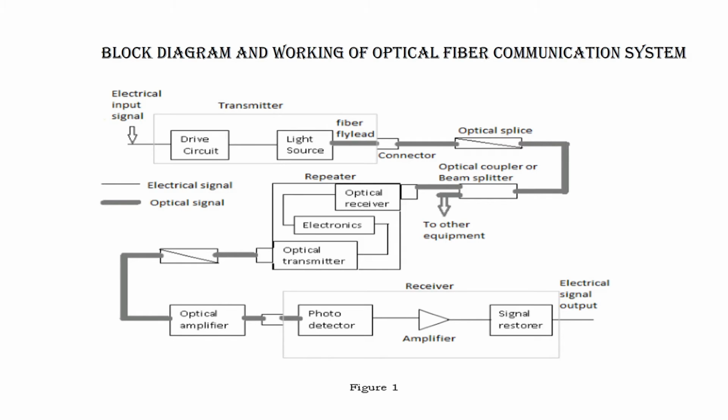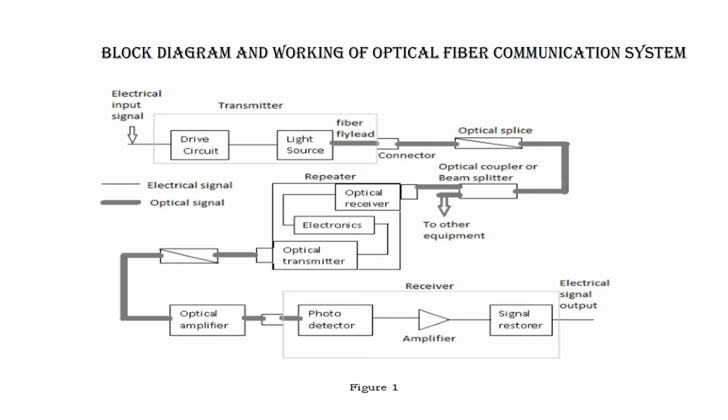I am just showing this block diagram in detail, how this complete diagram looks. Here we have a transmitter. Now this signal goes into the medium as light, and to make the length of that optical fiber longer, we use an optical splice. We need to connect two optical fibers, and for that we use the optical splice.